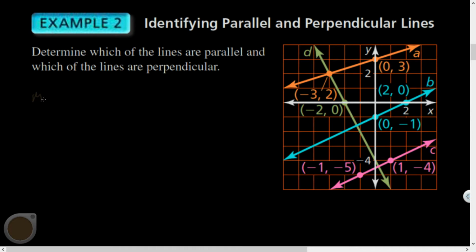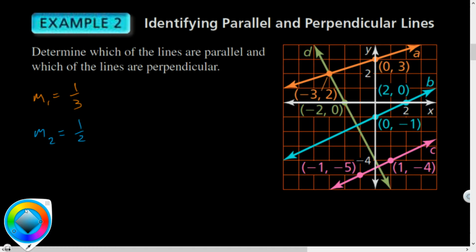Let's find the slope of the orange line. I'll call it M1. It's going up 1 over 3, slope of 1/3. Let's find the slope of this blue line. I'll call that slope 2. Looks like it's going from lattice point to lattice point up 1 over 2, so that's a slope of a half. Rise over run.